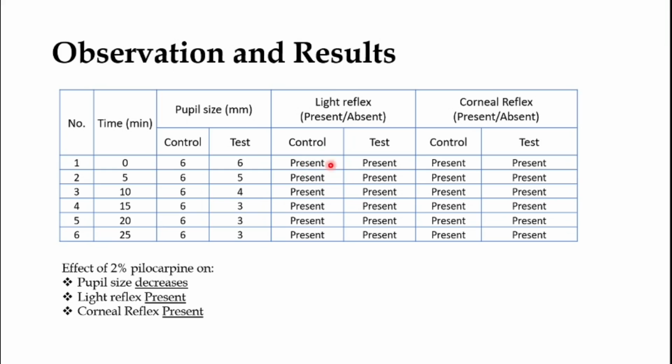So the light reflex will be present, and the corneal reflex is also present. So what will be the effect of 2% pilocarpine? The pupil size decreases, as you can see, from 6 to 3, and the light reflex is also present in all the cases. When the light is shone into the rabbit eye, the pupil has constricted, because it will limit the entry of the light into the rabbit eye. So the light reflex is present, and the corneal reflex is also present, and that's all. Thank you very much.